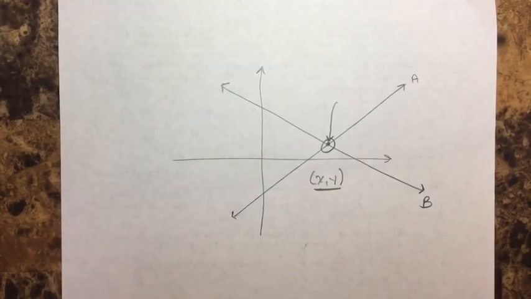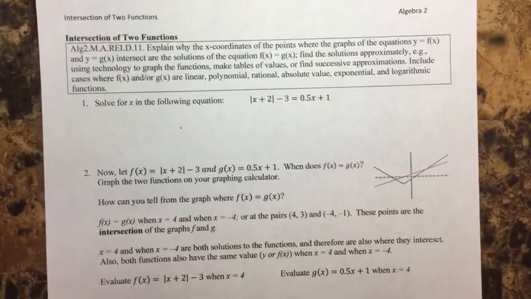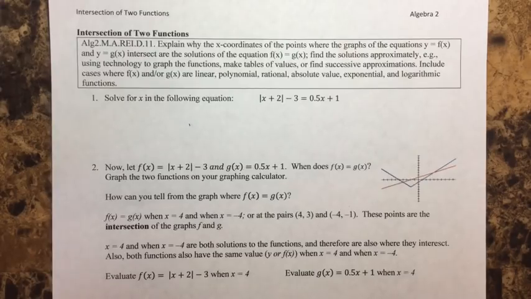All right, we're going to do the exact same thing now, except instead of linear equations, guess what? We're going to do nonlinear. Now, we're going to solve this first one algebraically because I want you to see what's going on. So, as you see, we have an equation: absolute value of x plus 2 minus 3 equals 0.5x plus 1, and we need to solve for x.